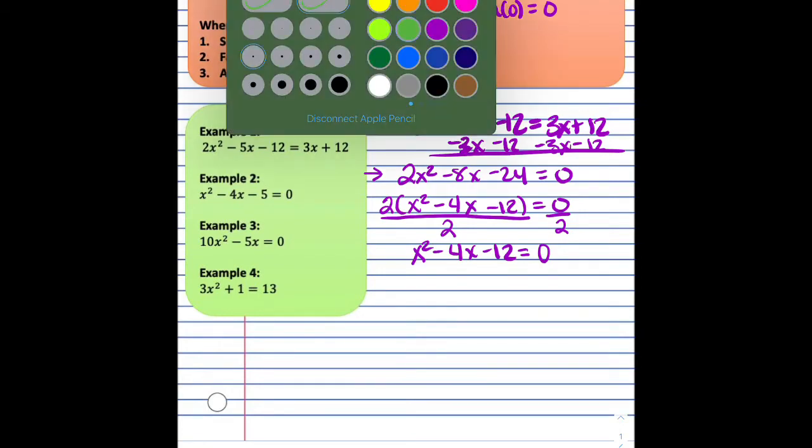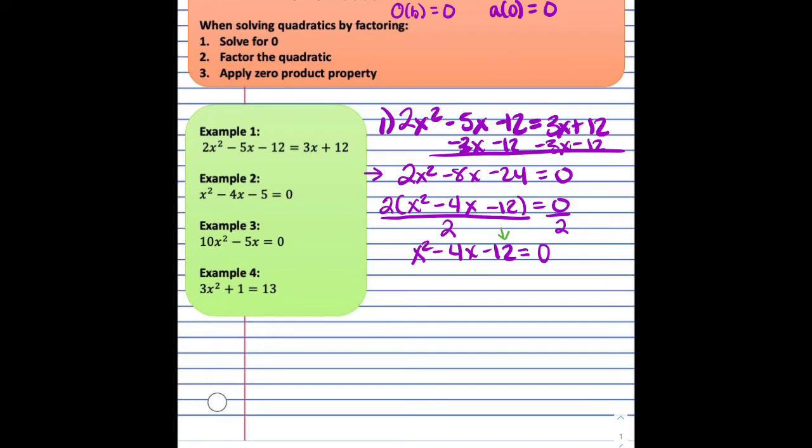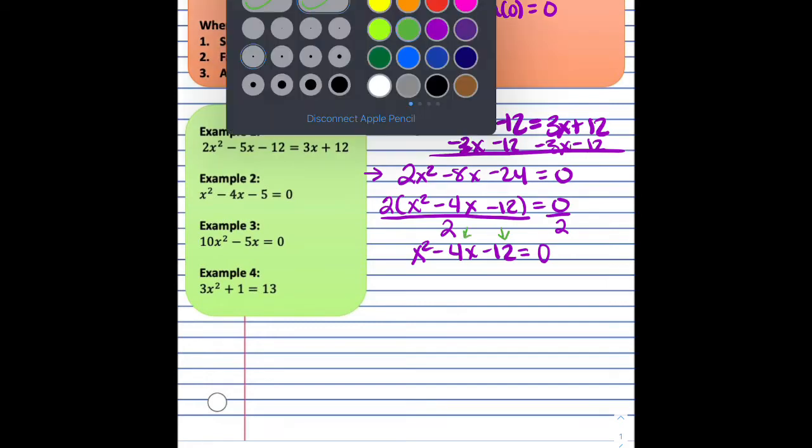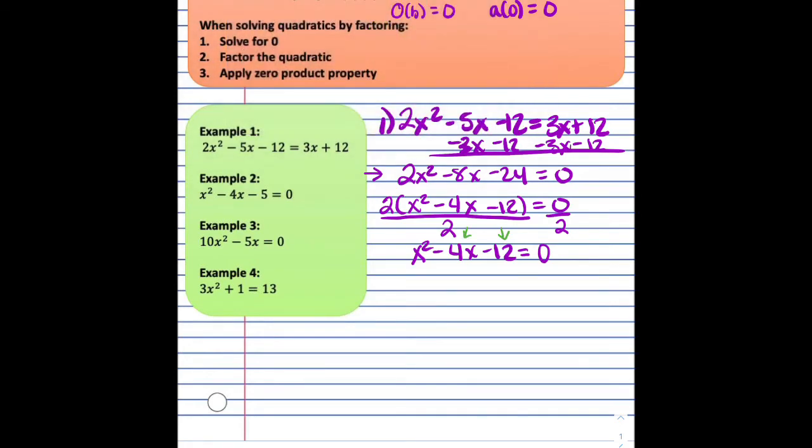So I'm looking for two numbers that multiply together to give me negative 12 and add up to give me negative 4. So I am going to go with negative 6 and positive 2. So negative 6 times 2 gives me negative 12. Negative 6 plus 2 is negative 4.